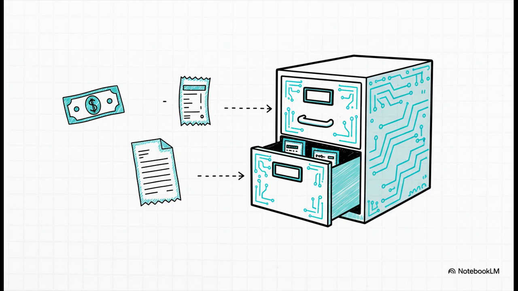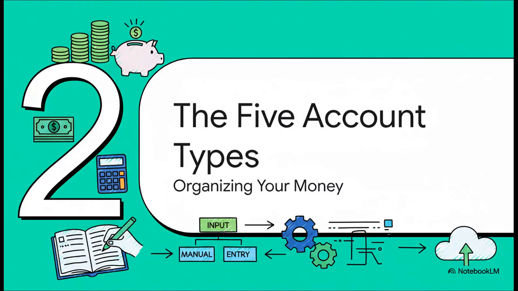A really simple way to think about it is like this. It's basically a digital filing cabinet for all your company's money. Every transaction, a sale, a purchase, a payment, is a piece of paper. And the chart of accounts is what gives you a specific, labeled folder to put it in. Super simple, super organized.